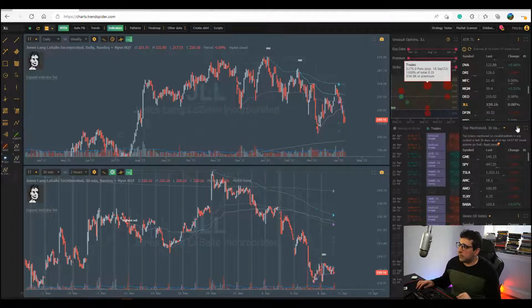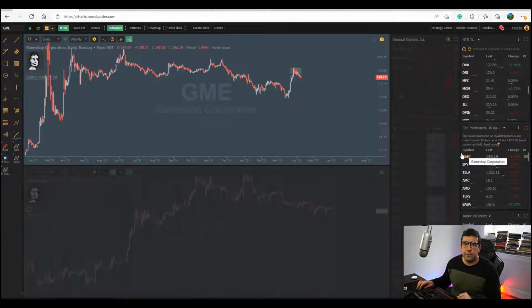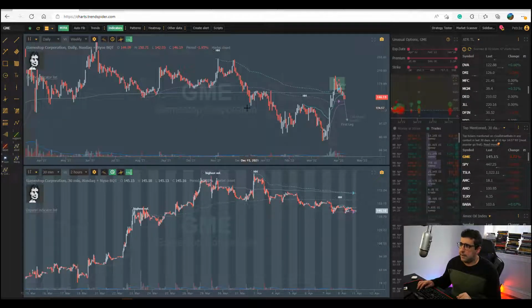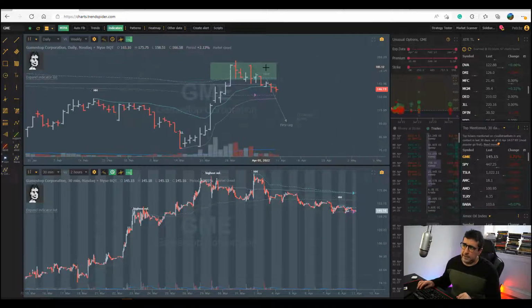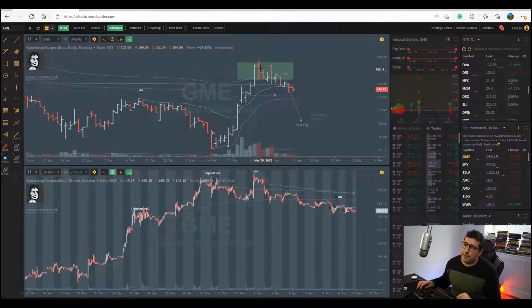You can also see that the watch list has things like top mentioned WallStreetBets stocks. If you want to understand what stocks are getting mentioned on a regular basis, this is the place to go to. And this is an example of a short setup I took on GameStop when I had that big rise right into my ATRTL level, which came up on that scan as well.